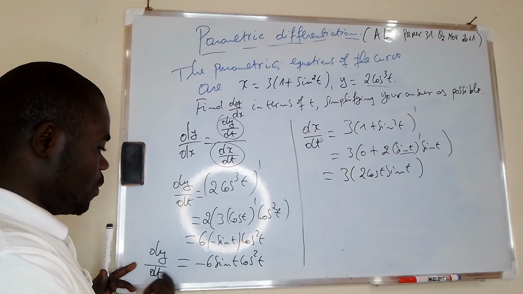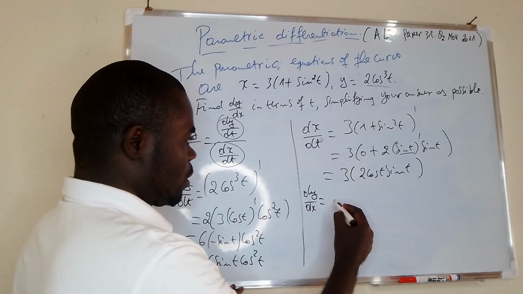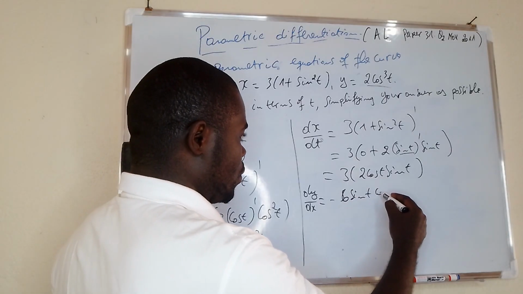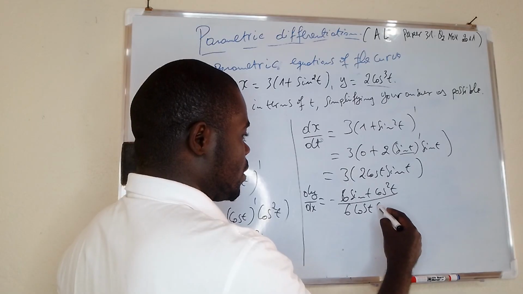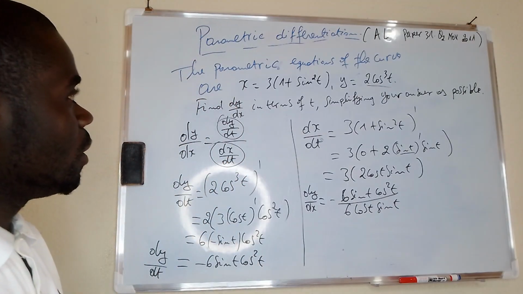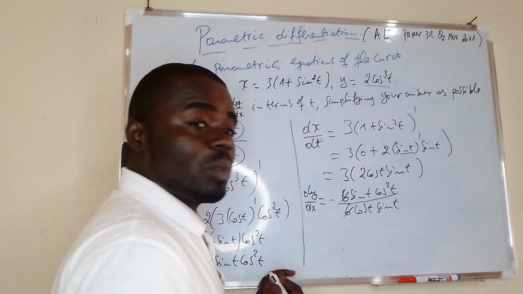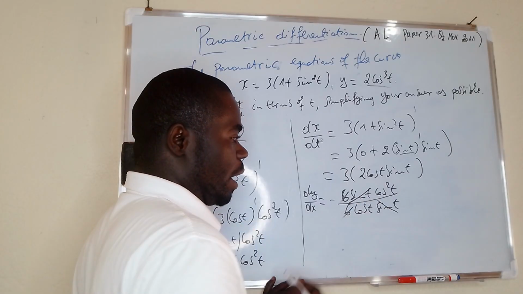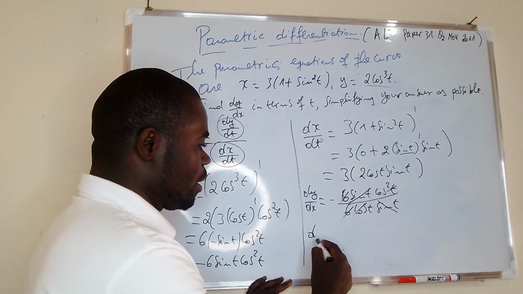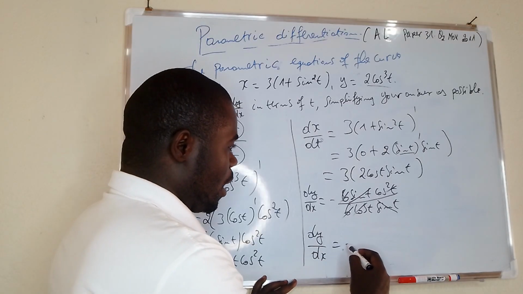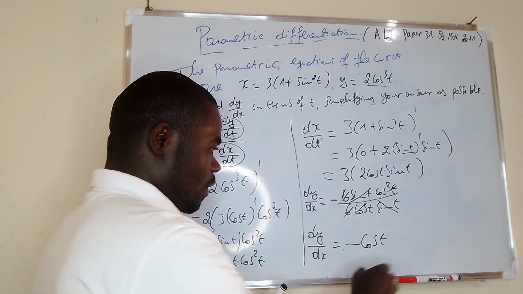Now we take this dy/dt and divide by dx/dt. Our dy/dx is equal to negative 6 sine t cosine squared t, divided by 6 cosine t sine t. As we were asked, we need to simplify our answer to get the simplest expression. The sine cancels with the sine, the 6 cancels with the 6, and one cosine cancels, so our dy/dx is equal to negative cosine of t.